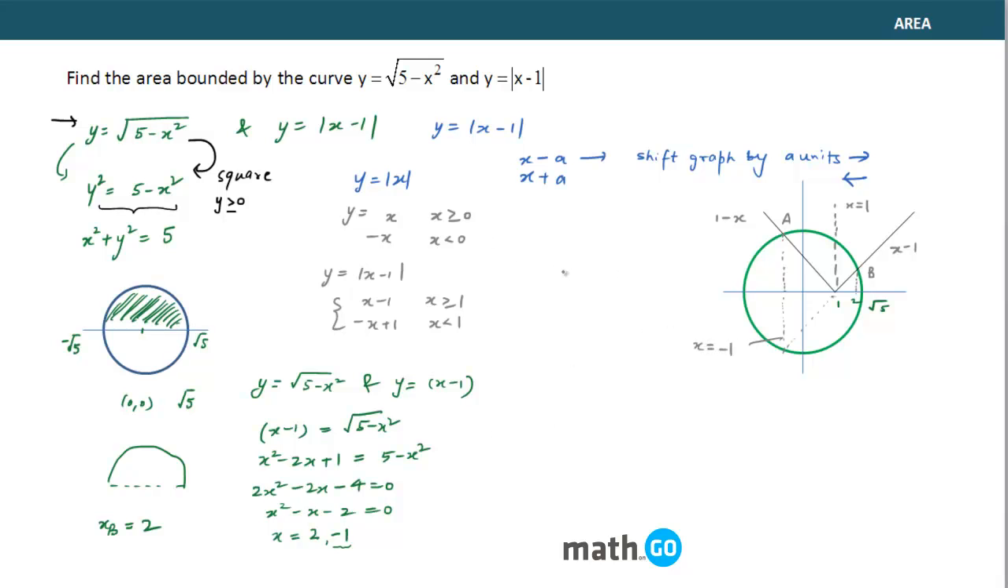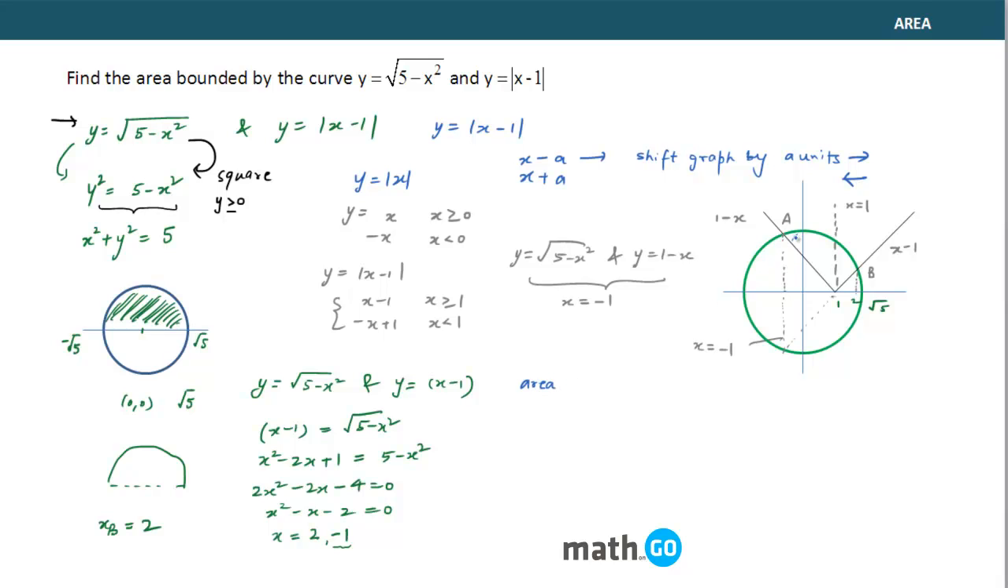Okay, and if you're not sure, then you can also solve these two simultaneously: y equal to 5 minus x square and y equal to 1 minus x, right? You can solve this and you will again get two answers. The only answer that will signify the point is x equal to minus 1. So now let's come to the area portion. We were interested in area.